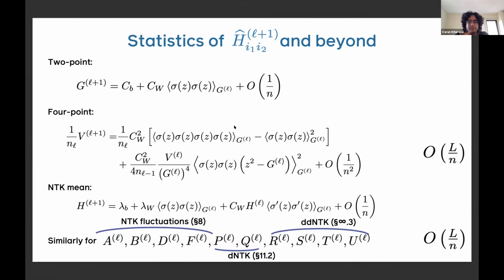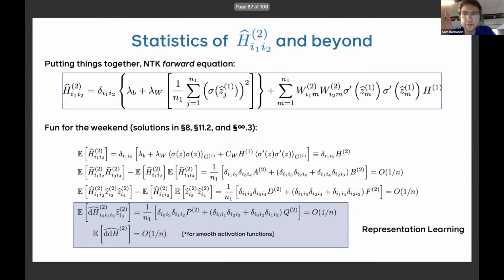And then Sam? Hey. I had a question. There's this footnote somewhere in the middle, an asterisk about smooth activations. I remember in the book you have a couple of families of activations and propositions proved for the different ones. I'm wondering, does the same story go through for ReLU and stuff like that? Is there anything interesting there?